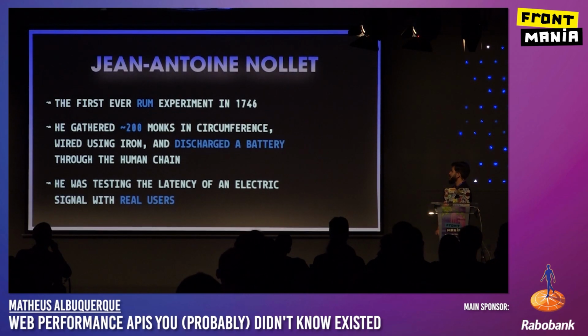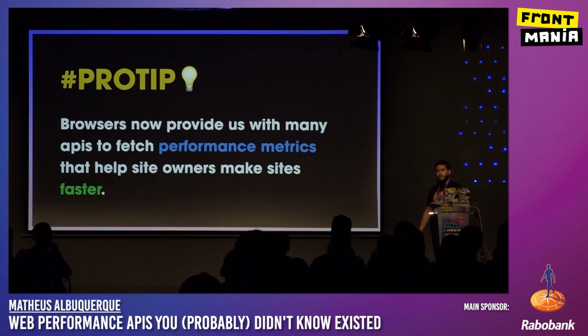So he was the first guy to run the first experiment with real users back in 1746. And he gathered 200 monks, and he wired them with irons, and he discharged a battery. He was doing that because he wanted to test the latency of electric signals in real users. And he happened to, by the way, discover osmosis by doing that. But the thing is, nowadays, we no longer need to do that. We don't need to discharge batteries in users.